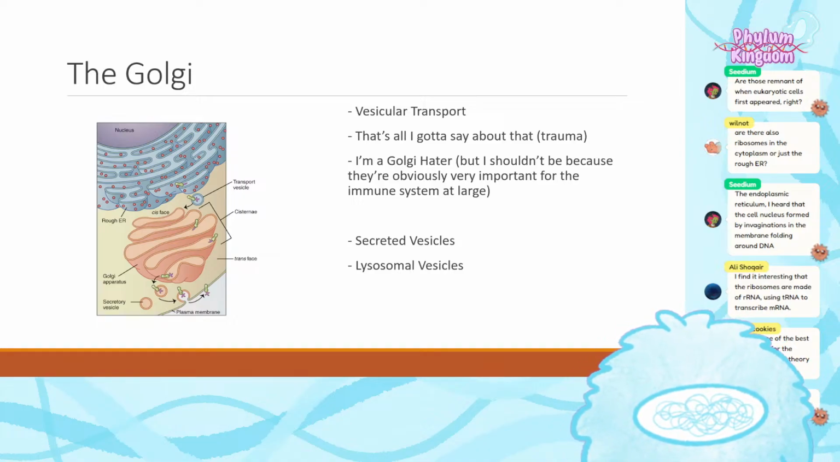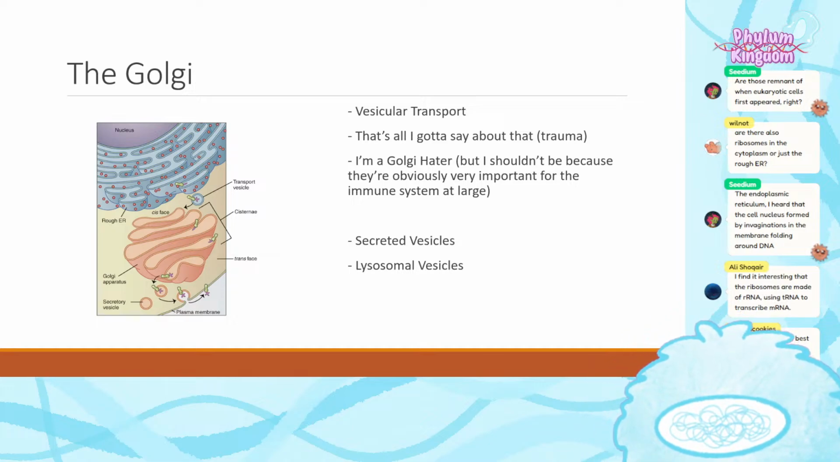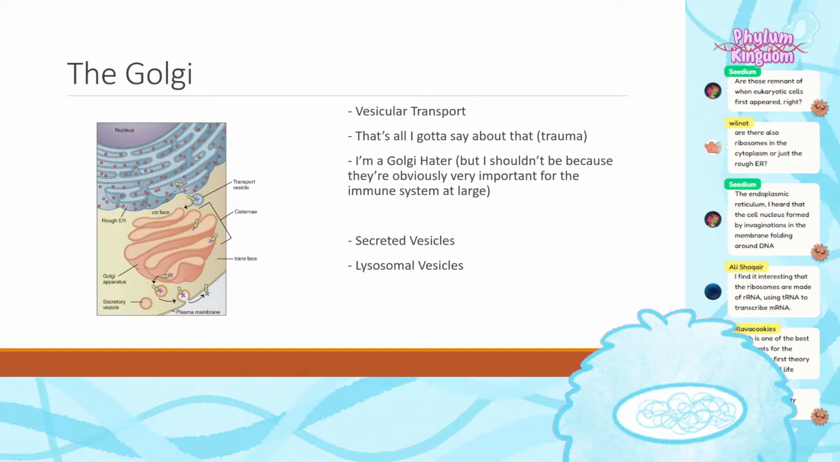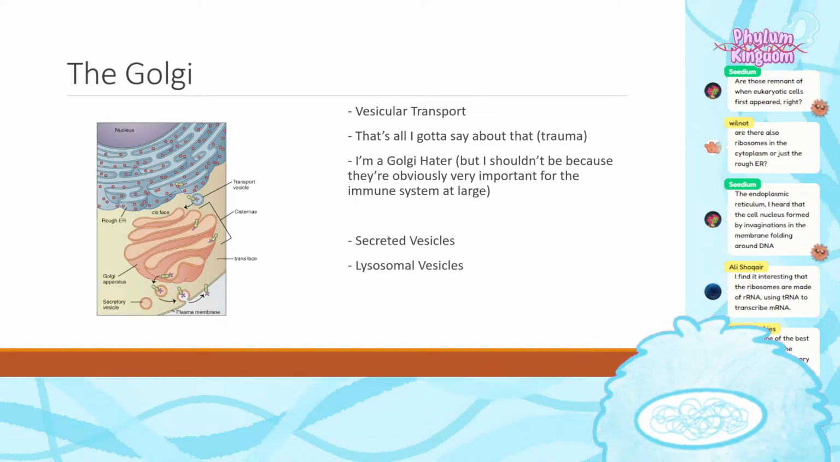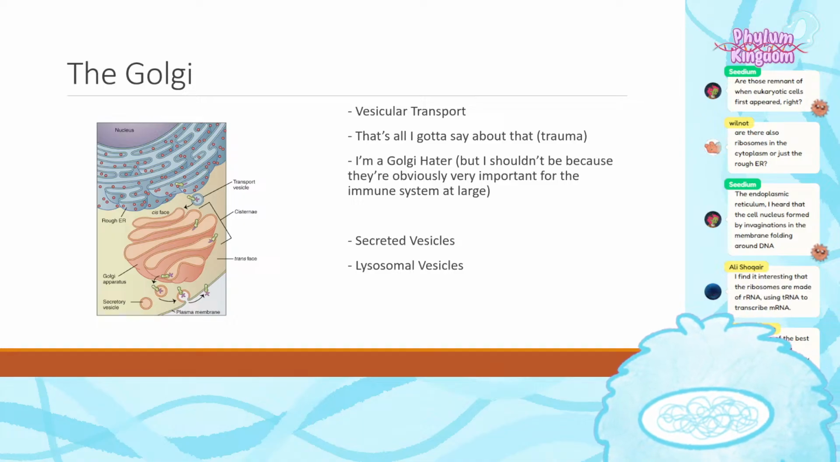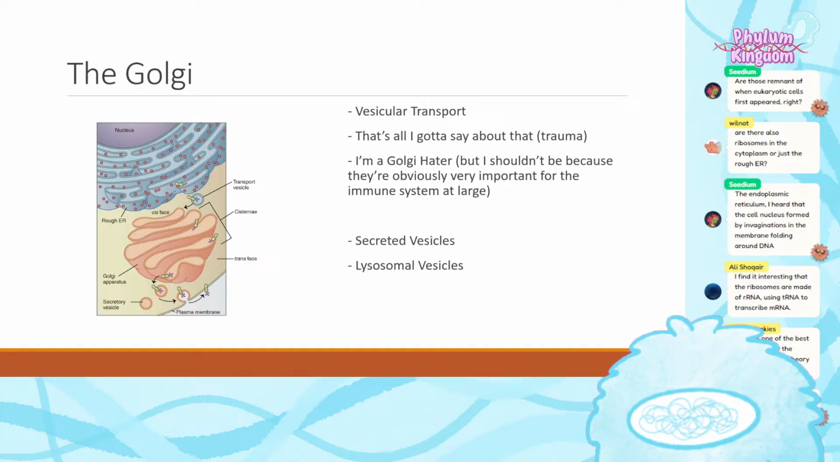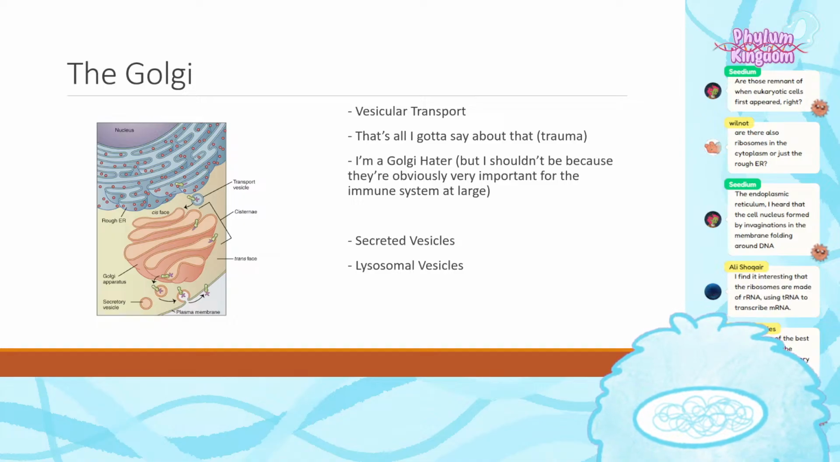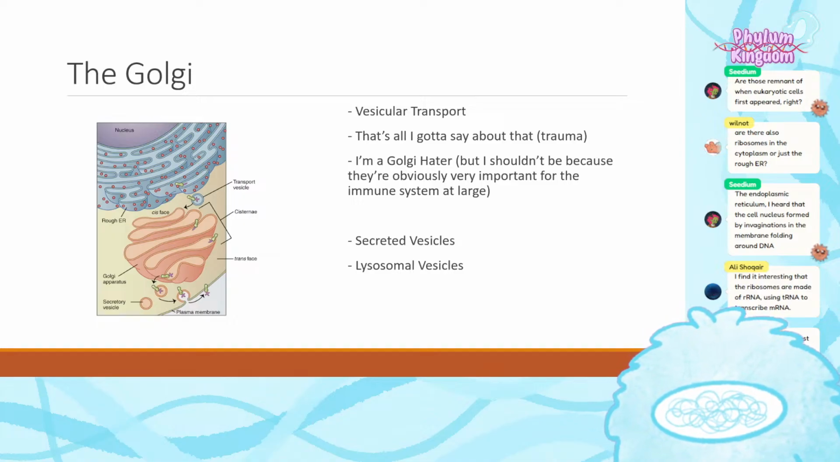But this is an organelle that is not deserving of my ire because it's involved in all sorts of interesting immune processes as well, including the generation of lysosomal vesicles, which are these acid pockets that degrade proteins that are important for protein recycling, as well as processing vesicles that are meant to be secreted out from the cell. So cool organelle, I just didn't like learning about it.